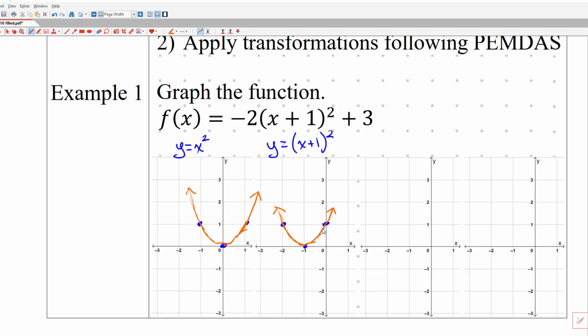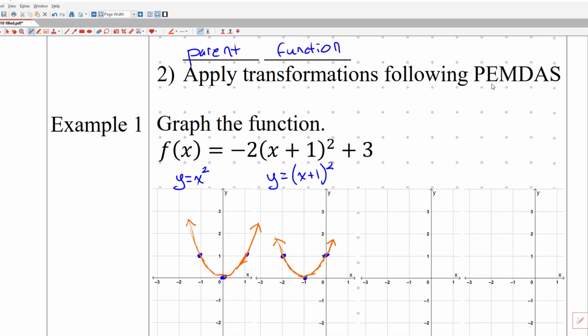Okay, next step in PEMDAS. Exponent, well, we don't have to really deal with that. Multiplication. Yeah, so multiplication is this negative 2. This negative 2 is multiplied by this entire quantity. So that's the next thing I'm going to deal with, which means the next graph I have is y is equal to negative 2 times the quantity of x plus 1 quantity squared.